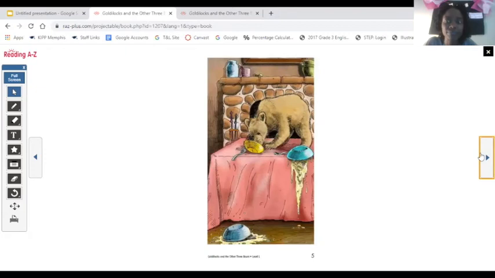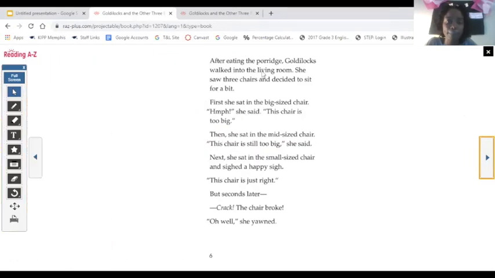Let's continue. Oh, it looks like the bear is eating the porridge. And from the beginning of the story, it looks like this is Goldilocks. After eating the porridge, Goldilocks walked into the living room. Yes, Goldilocks is the bear. She saw 3 chairs and decided to sit for a bit.